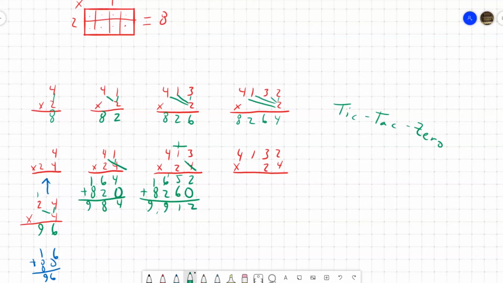Last example, it's just going to follow the same patterns. 4 times 2 will give me 8. 4 times 3 is 12. 4 times 1 is 4, plus 1 is 5. And then 4 times 4 is 16. Ready to move on. Tic-Tac Zero. 2 times 2 is 4, 2 times 3 is 6, 2 times 1 is 2, and 2 times 4 is 8. So again, the grid paper helps me keep everything lined up, so that way I make sure that I get a correct answer. So add my two partial products together.